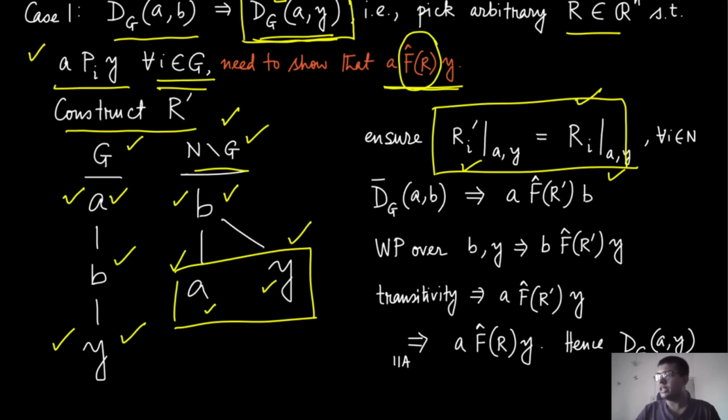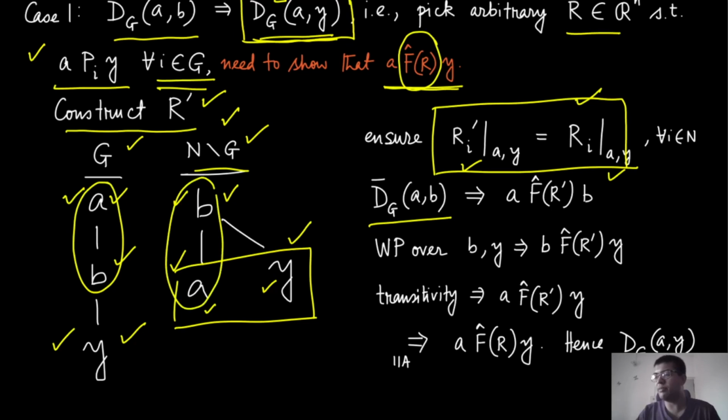Now we are given that group G is almost decisive over A comma B. Now notice that we have constructed R prime in the following way: on G all the players are preferring A over B, and outside it everybody prefers B over A. So almost decisiveness will immediately imply that A is strictly above B in R prime.